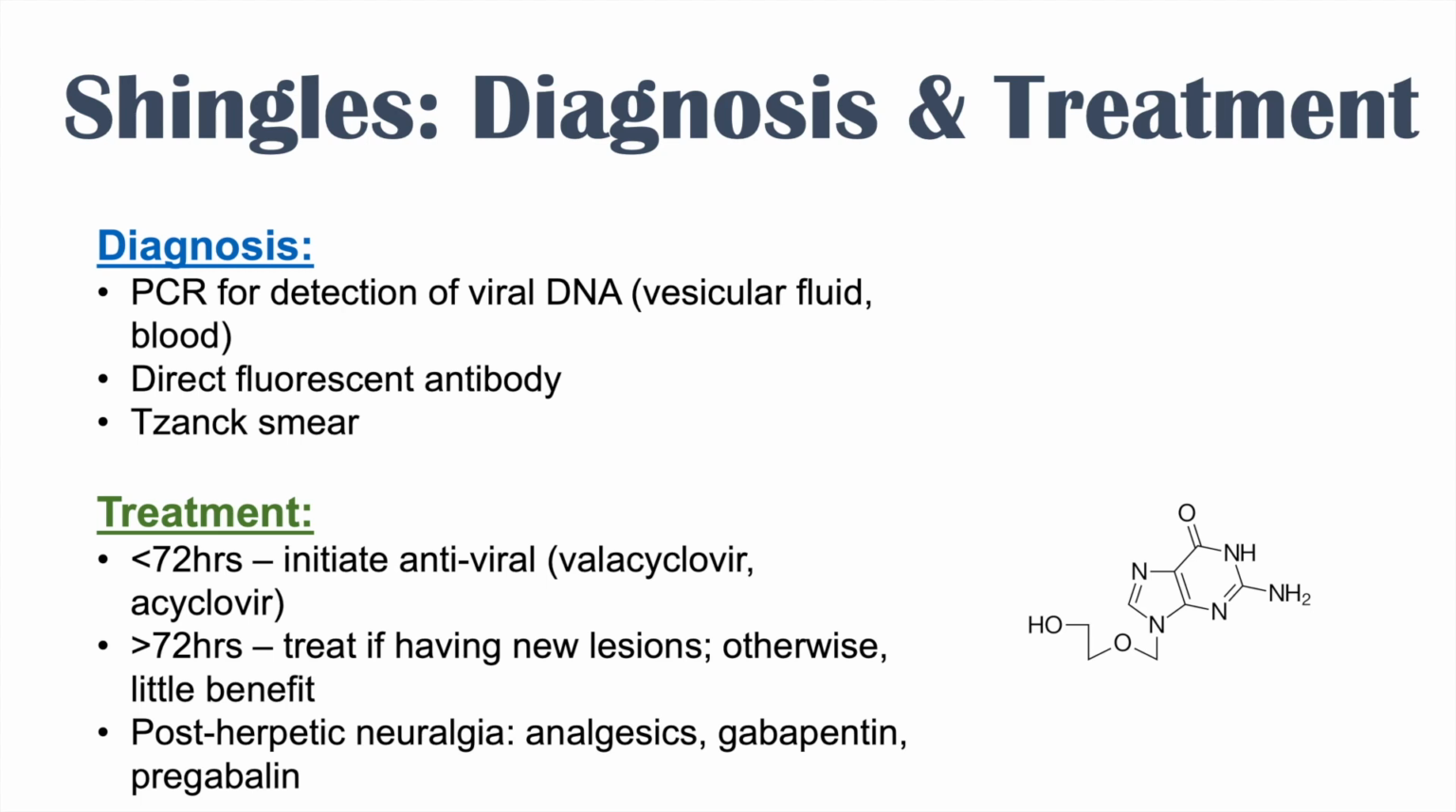We could also use tricyclic antidepressants like amitriptyline. So again, diagnosis typically by PCR, direct fluorescent antibody, or Tzanck smear, and treatment is determined by the timing of the acute eruption. So less than 72 hours, initiate antiviral. Greater than 72 hours, little benefit of the antiviral medication. And then for post-herpetic neuralgia, analgesics, gabapentin, and pregabalin.